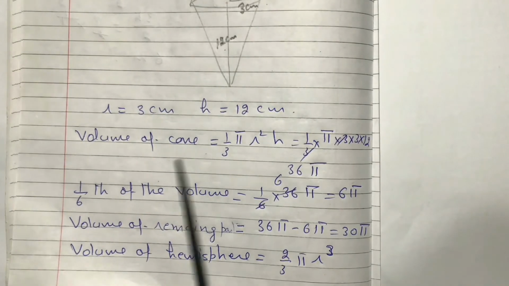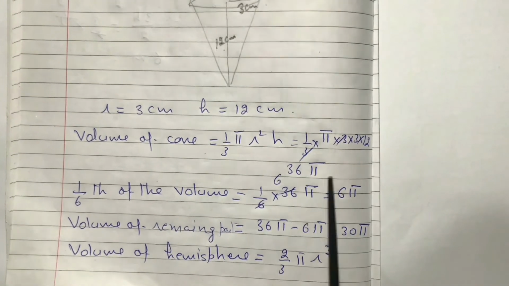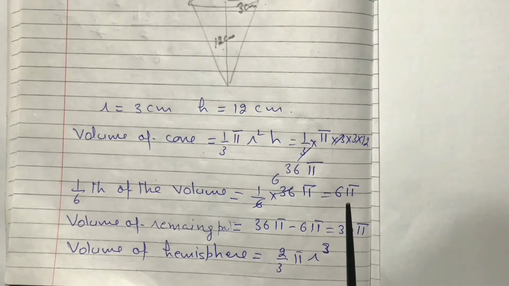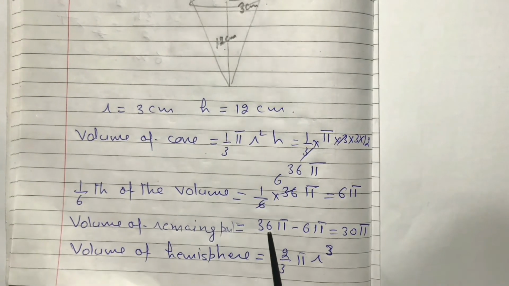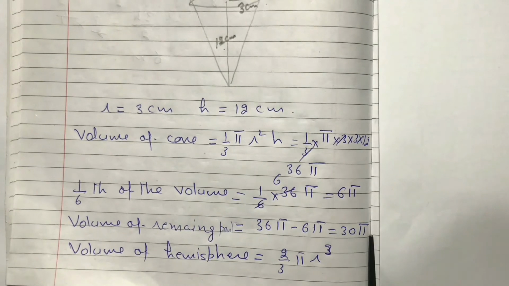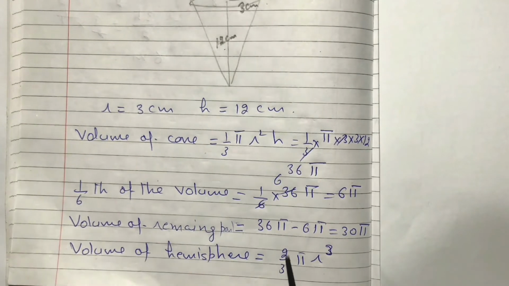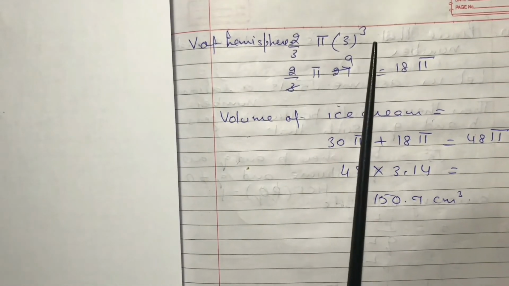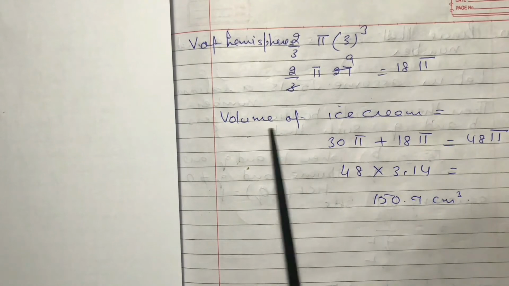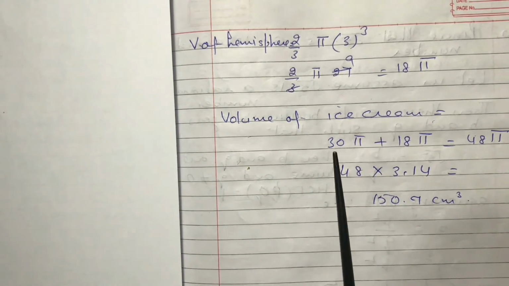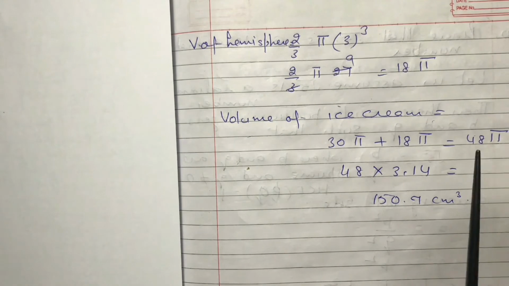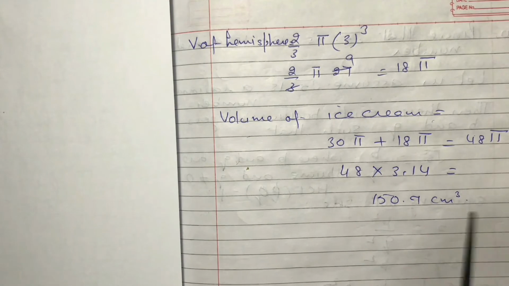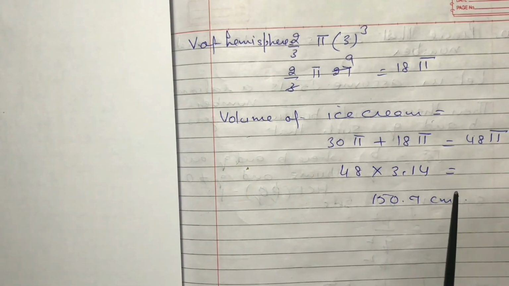Now volume of the cone is 1 by 3 pi r square, that is equal to 36 pi. 1/6 of the volume of the cone is 6 pi, that is unfilled. So volume of the remaining part is 36 pi minus 6 pi, that is 30 pi. Now volume of hemisphere is 2 by 3 pi r cube. So that will be 18 pi. So volume of the ice cream is 30 pi plus 18 pi, that is 48 pi. 48 into 3.14, that is 150.7 centimeter cube. So that is the volume of the ice cream.